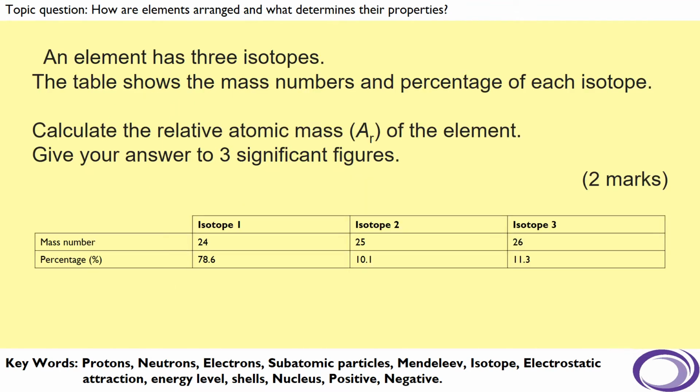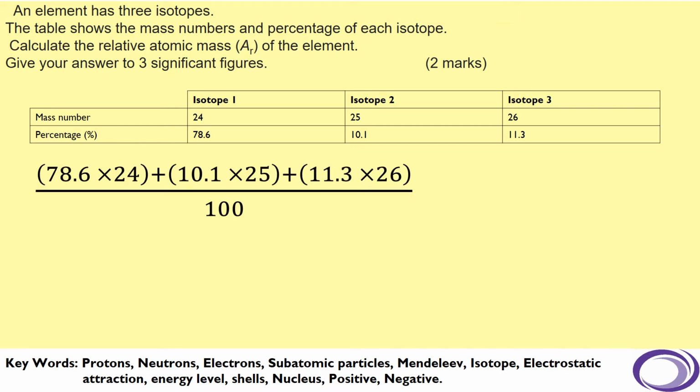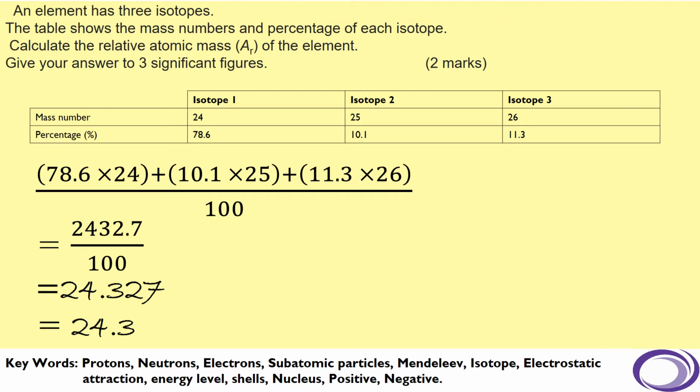If we look at another example, which is for a different element, it has 3 isotopes. If I again times the mass numbers by the percentage and then add each of those together, I can divide it by 100 and get the average relative atomic mass. Now in this case, I was also asked to give my answer to 3 significant figures, so it would be 24.3. And that's because there is more of isotope 1, which has a mass of 24, than there are of the other 2 isotopes.